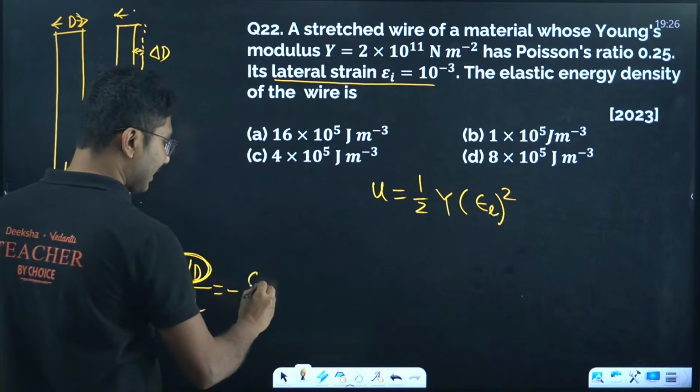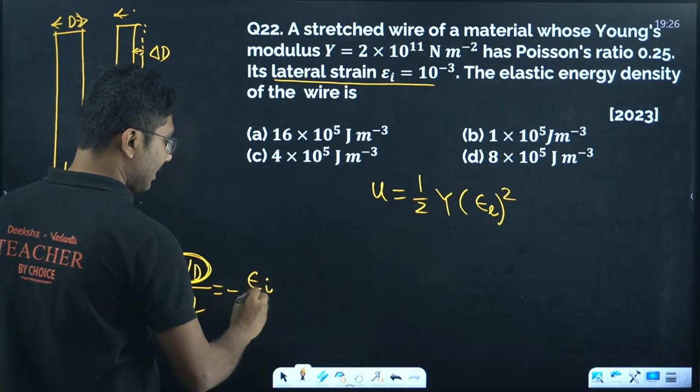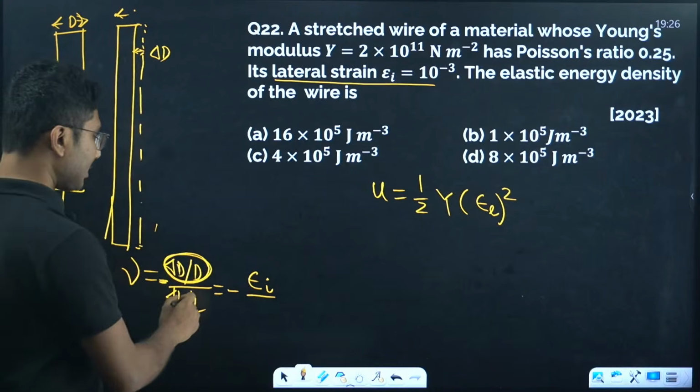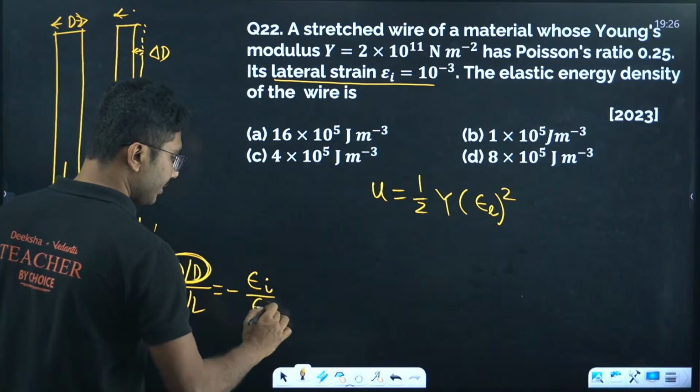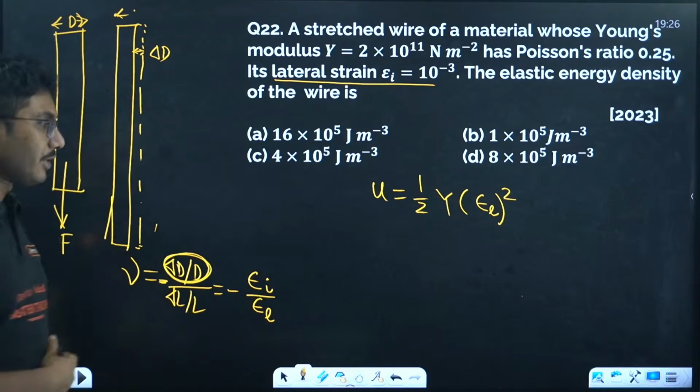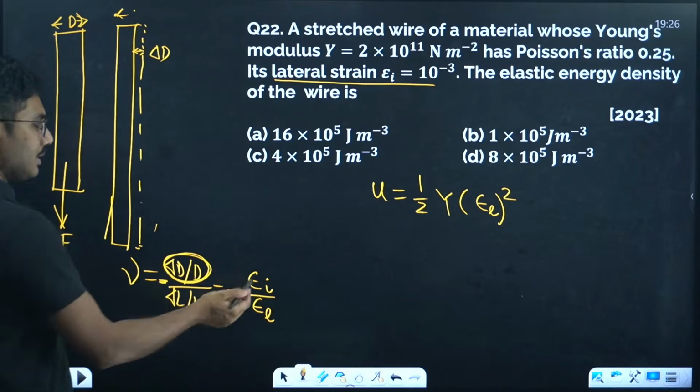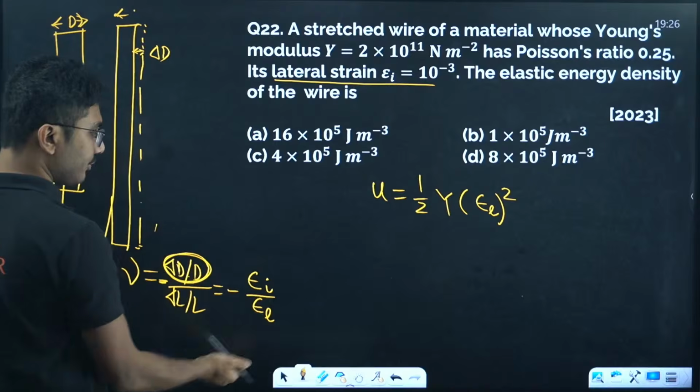Now in terms of strain, this one is called lateral strain, epsilon l. This one is called longitudinal strain. Longitudinal strain we have studied already.